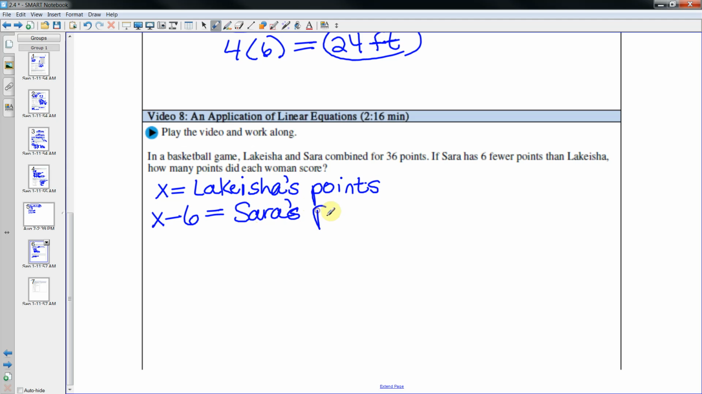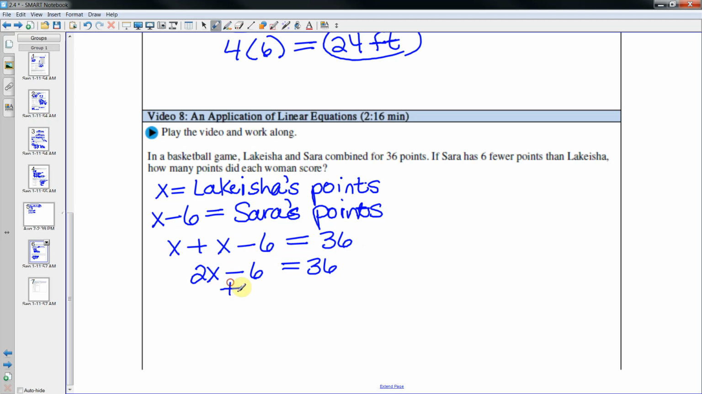And notice it really helps to label. A lot of you try to do these things in your head and it doesn't quite work out all the time. Label, label, label. So remember combined means to add. They combined for 36 points. So x, Lakeisha, plus Sarah, x minus 6 equals 36. And let's work this out. So x plus x is 2x minus 6 equals 36. Solve for x, so let's add 6 to both sides. So 2x equals 42. Divide by 2. So x equals 21.